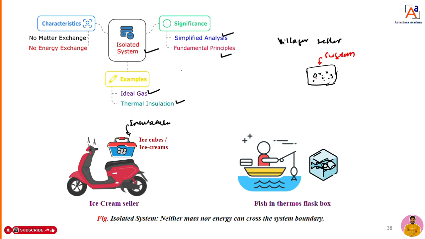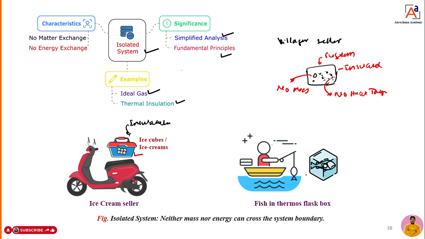But what type of system is it? The box is insulated, so there is no heat transferring from the system to the surrounding, no heat transfer. And when it is completely closed, there is no mass transfer either. A system in which there is no mass and heat transfer we can call an isolated system. The best example is the ice box the ice cream seller uses, an example of an isolated system.